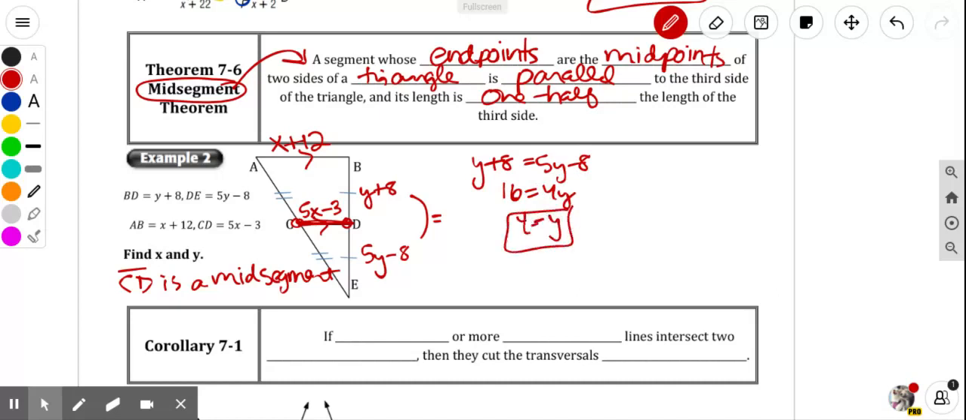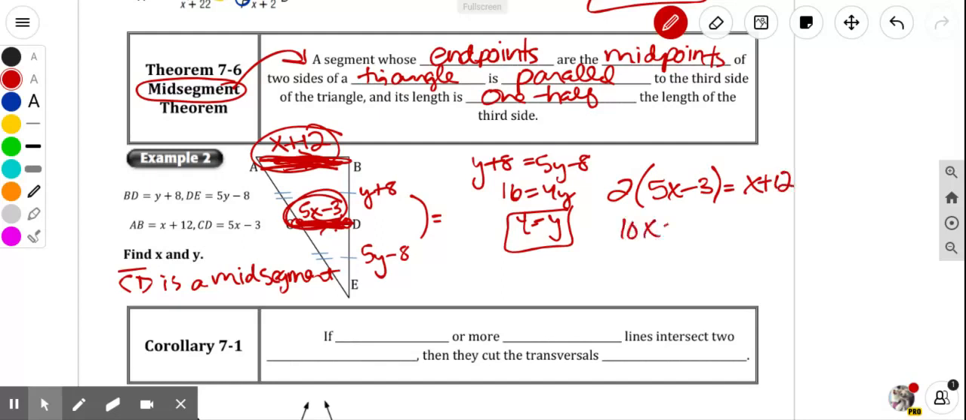Okay. And now for x, we just learned that the mid segment is parallel to the third side of the triangle, and it's also 1/2 the length of this side. So 2 of these is equal to 1 of these. So you could do 2 times 5x minus 3 equals x plus 12. So that's going to be 10x minus 6 equals x plus 12. So that's going to be 9x equals 18. So x is 2. So again, the mid segment is half of the side that it's parallel to. That's the mid segment theorem.